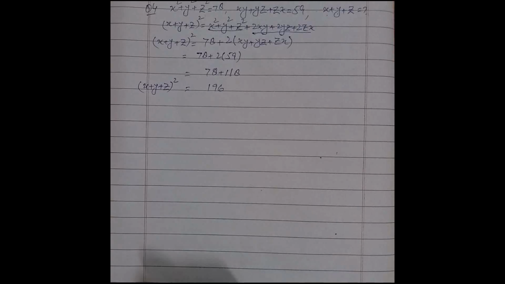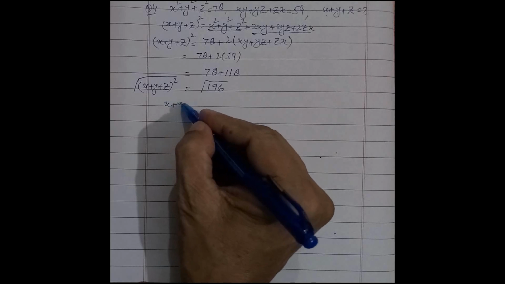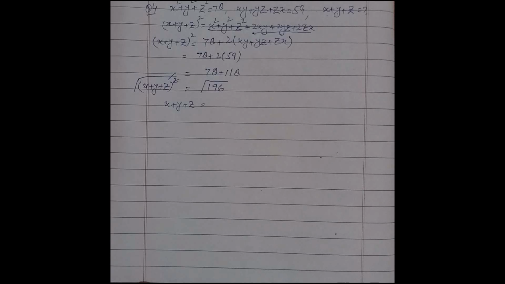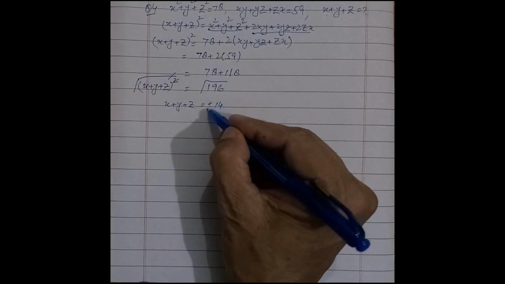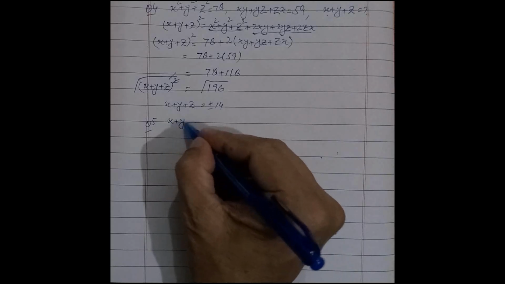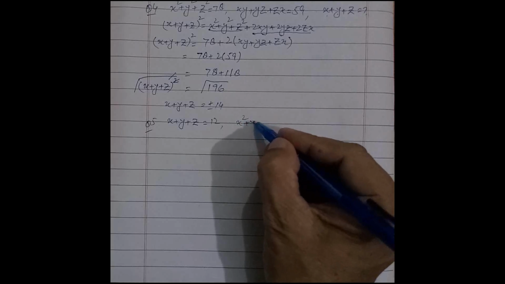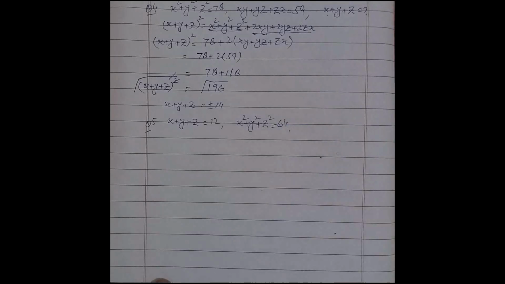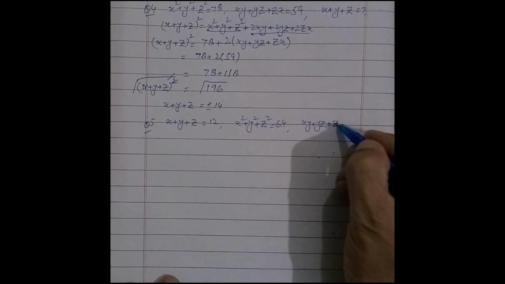Now we take square root both sides. On the left side we have x plus y plus z, because square and square root cancel each other. And 196 square root is 14 plus minus, so x plus y plus z is equal to 12, x square plus y square plus z square is equal to 64. And we find the value of xy plus yz plus zx.